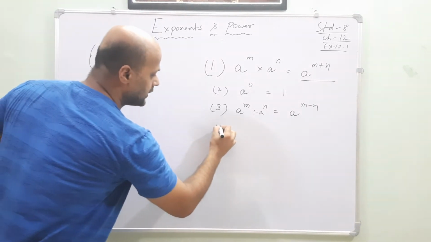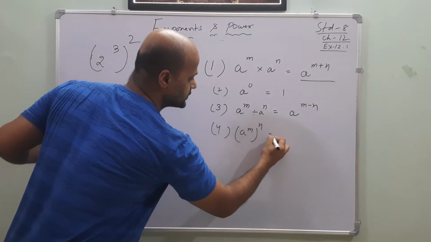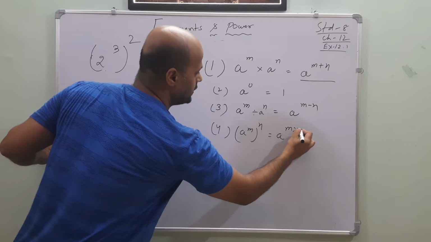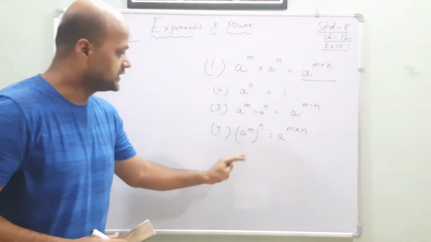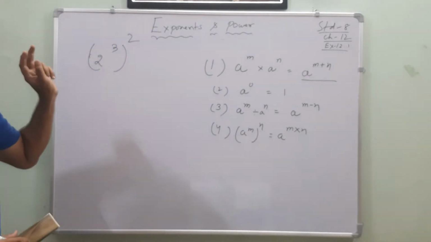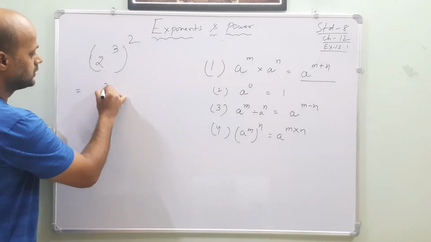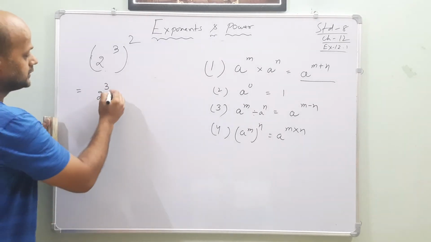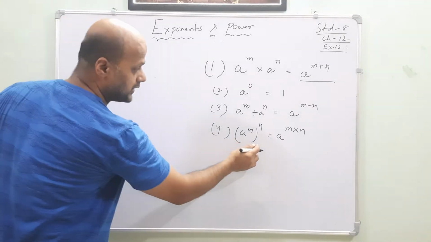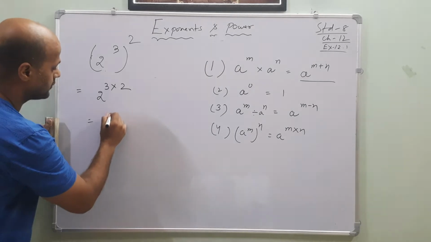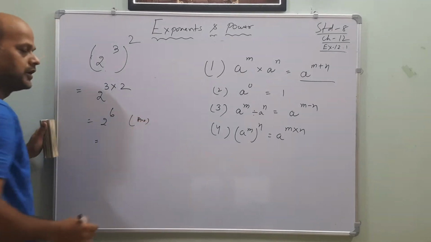Then another formula has come. A to the power of m whole power of n is equal to a to the power of m into n. Okay. If your question is given in this form, then put the formula like this. Okay. So what is the formula? 2 to the power of 3 multiplication of 2. This formula is implemented right now. The 2 to the power of 6. Okay. Up to this much you can say it is the answer. Or what do you have to write?